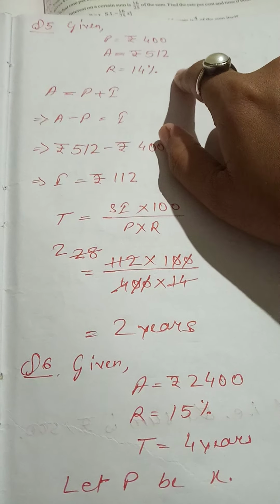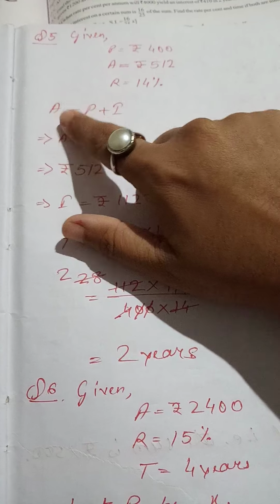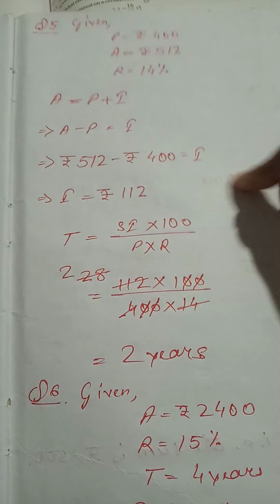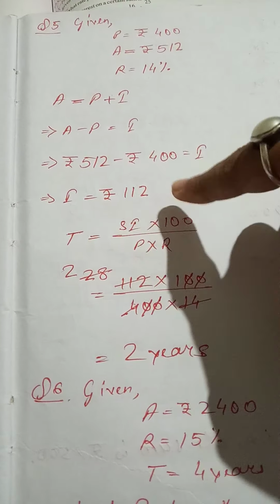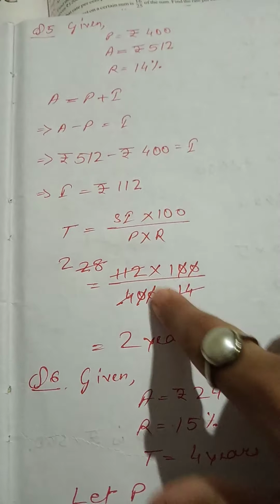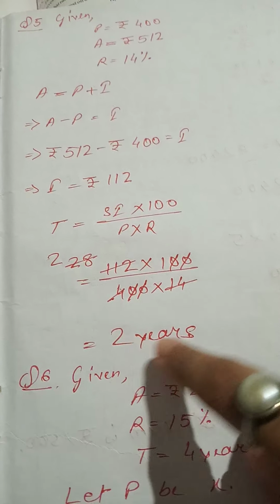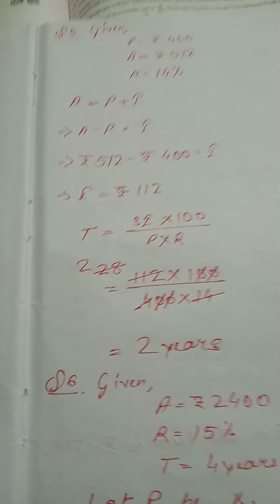I'll find out the interest as usual by applying the formula of A equals to P plus I, or A minus P equals to I. I'll put the values and my interest is 112. Then I'll apply the formula of T equals to SI into 100 by P into R. I have put all the values. I've done the cancellation. After cancellation, we get 2 years to be the time. Alright.